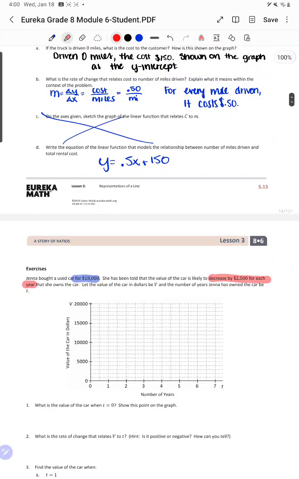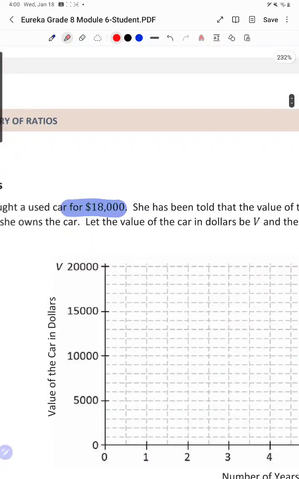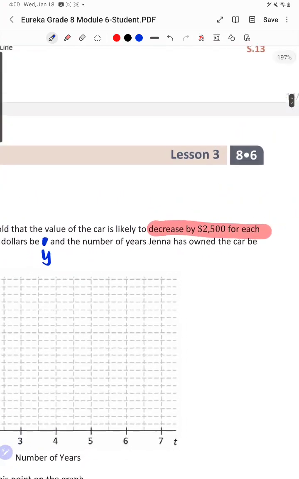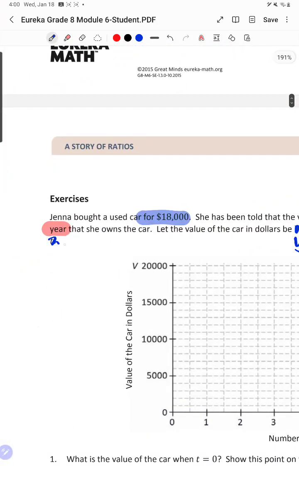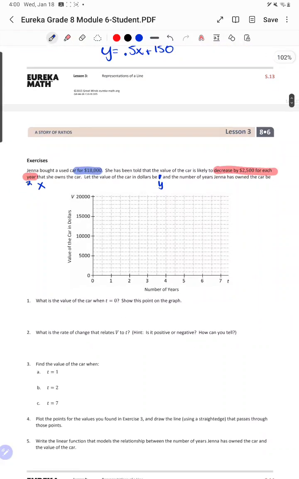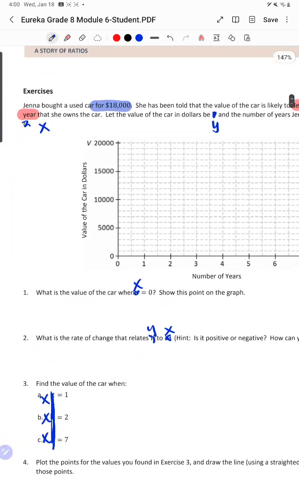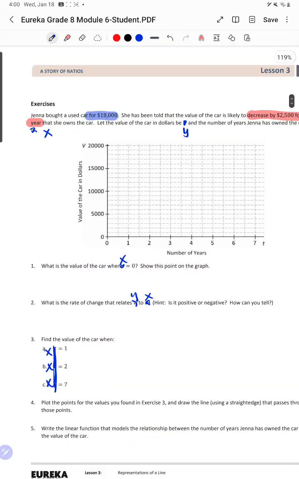Let the value of the car in dollars be V. I'm going to say that it's Y. And the number of the years that Jenna has owned the car be T. I'm going to say it's X. So I'm going to change all of these right here to X, Y, X, X, X. Okay, that's just to kind of keep it linear across the thing of if you see a value, it's X, and if you see a value, it's Y, so we don't get confused, okay? So go ahead and make those changes to your book.